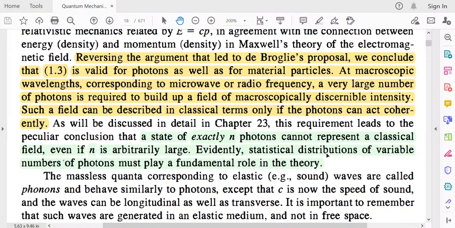Evidently, statistical distributions of variable numbers of photons must play a fundamental role in the theory. So there will not be exactly n photons. There will be some distribution of the variable number of photons. Instead of exactly n photons, there will be a distribution of a variable number of photons, and that will describe the discernible intensity or appreciable amount of momentum.